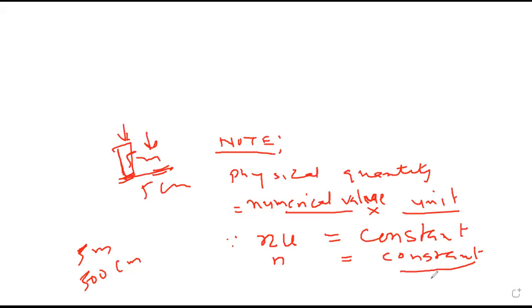So n into u is constant. So I can say n and unit are inversely proportional. That means if the unit is smaller, then the number will become bigger. Write these 5 lines. In MCQ they can ask. Completed.